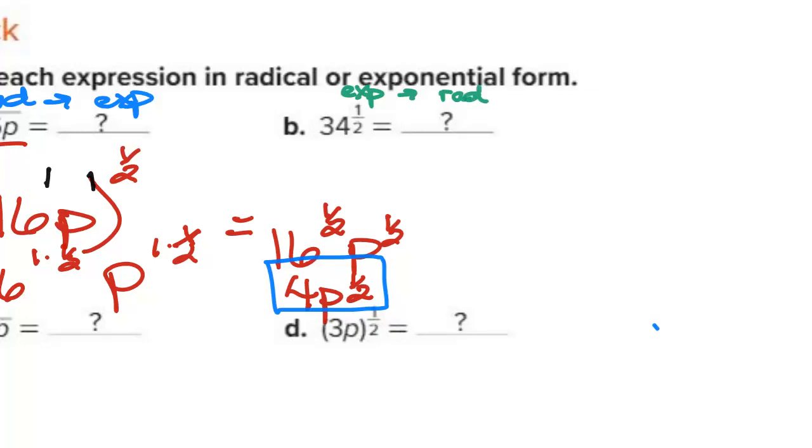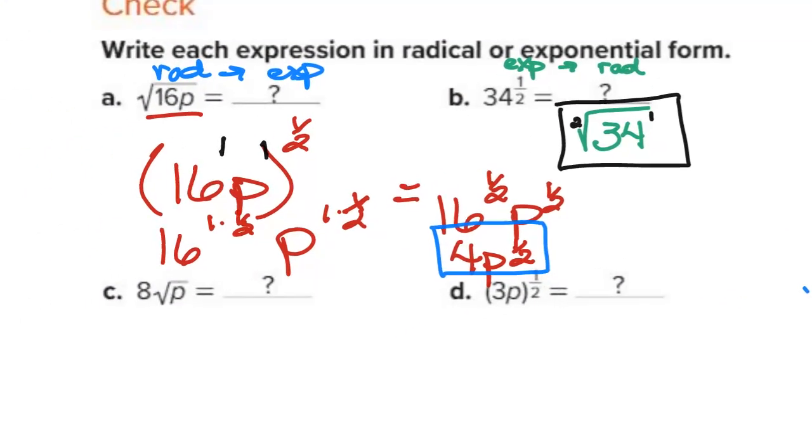Okay? How do I do that? You keep the base, Imani. Keep the base, 34, and it just becomes the square root of 34. Again, you could put the 1 here because that's your numerator. You could put the 2 there, but a square root is always something to the first power and the square root. Okay? So this is your final answer.